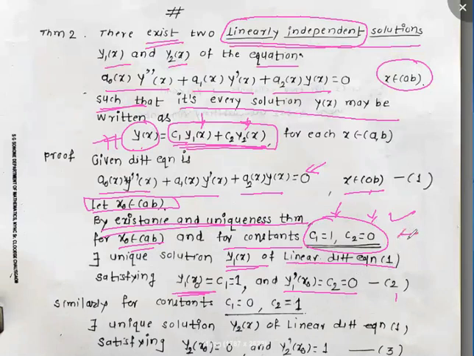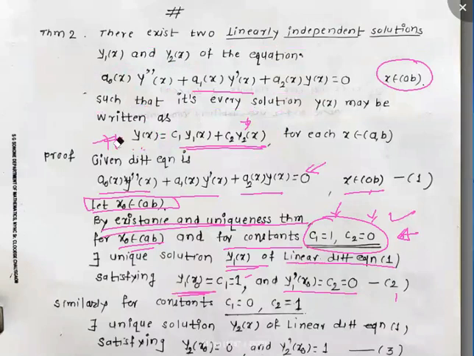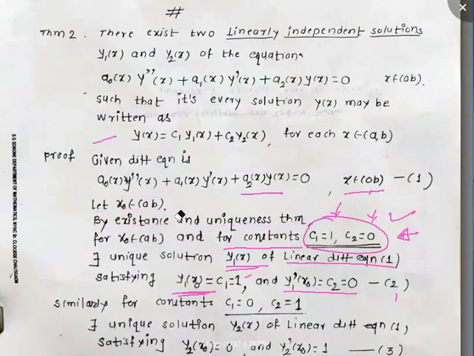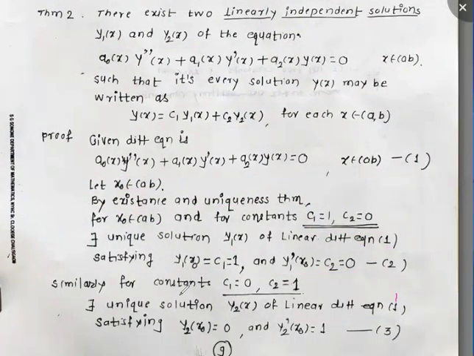So in this first case, which constants have we selected? c1 as 1 and c2 as 0, and we get a solution y1 of this linear differential equation such that y1(x0) is c1 and y1 dash(x0) is c2. But c1 we have taken as 1, c2 we have taken as 0. Now one more set: we will change the values of c1 and c2. Here we have taken 1, 0. Now take 0, 1.